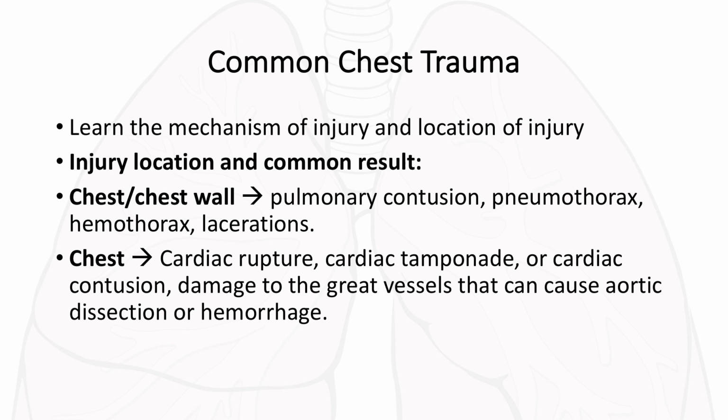In chest trauma, you're going to want to learn the mechanism of injury and location of injury. So if you have injury to the chest or chest wall, you're going to often have pulmonary contusion, pneumothorax, hemothorax, and often lacerations. If it's just the chest, meaning the anterior upper portion of the chest where the sternum is, you can have cardiac rupture, cardiac tamponade, cardiac contusion, damage to the great vessels that can cause aortic dissection or hemorrhaging. All right, so just understand that. So in chest trauma, you want to treat the location and the underlying organs that could potentially be damaged as well.